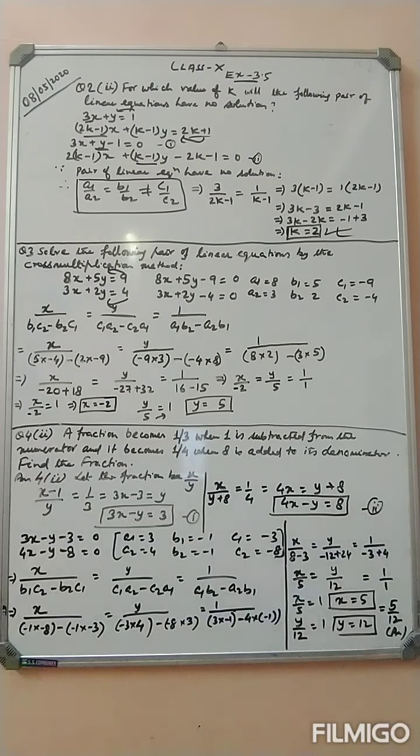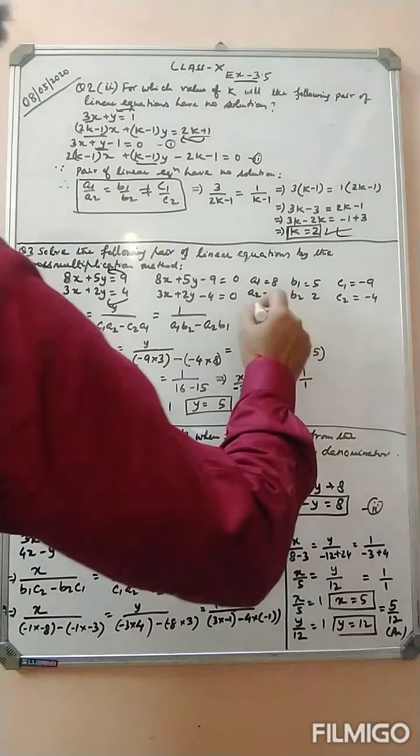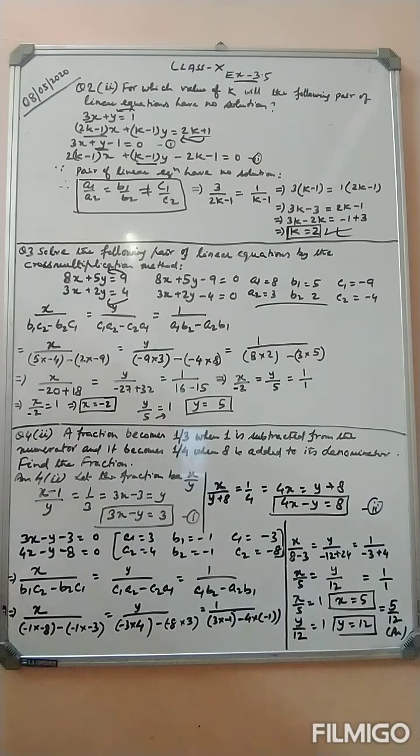So here a1 is 8, b1 is 5, c1 is minus 9, a2 is 3, b2 is 2 and c2 is minus 4. Now the formula: x by (b1 c2 minus b2 c1) is equal to y by (c1 a2 minus c2 a1), equal to 1 by (a1 b2 minus a2 b1). So we will substitute the values of a1, a2, b1, b2 and c1, c2 in this formula, and at last we are getting x by (minus 20 plus 18) is equal to y by (minus 27 plus 32) is equal to 1 by (16 minus 15). So x by minus 2 is equal to y by 5 is equal to 1 by 1.